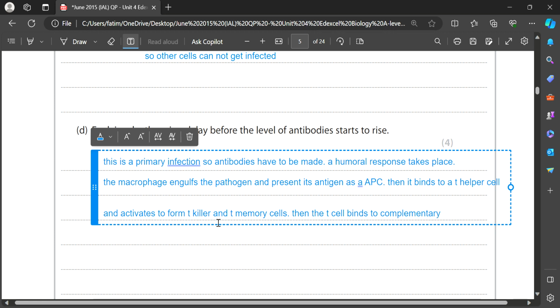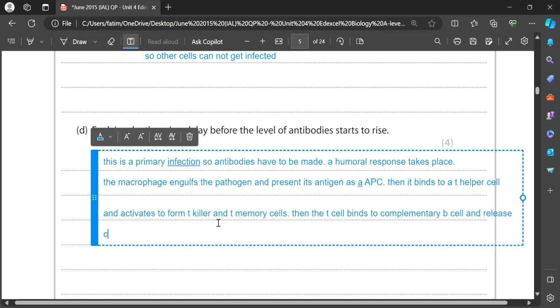The language in biology is very important, so you have to say words like inhibit, complementary, antigens. We have to say all of these words to get the mark, because it just matters that much in biology. So it binds to a complementary B cell and releases cytokines and makes B effector and B memory cells.